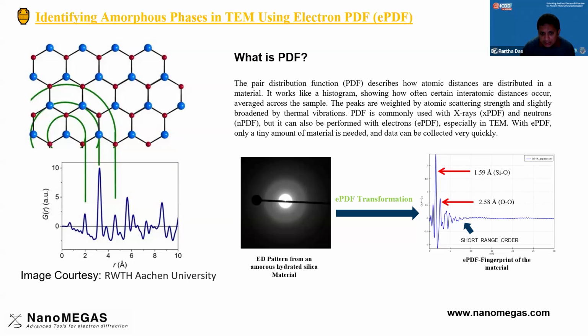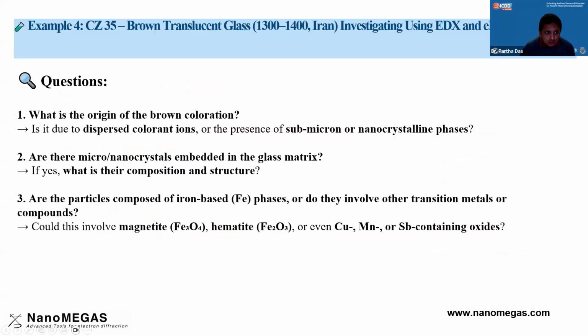So in electron PDF, you get a diffraction pattern from your materials, and you do a PDF transformation with dedicated software. Then you get the interatomic distances, and you try to identify your materials. So what we did exactly: these samples come from a collaborator in Italy.